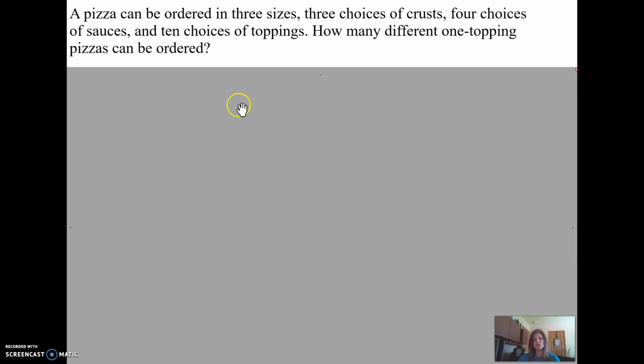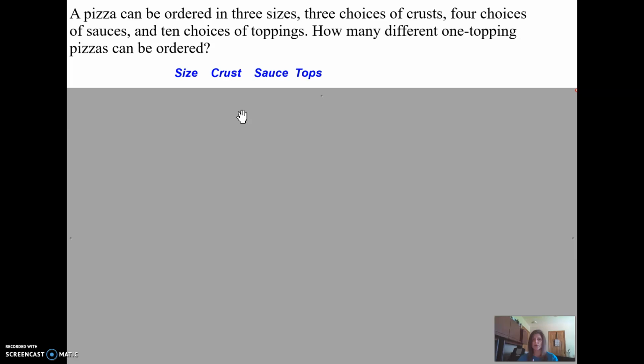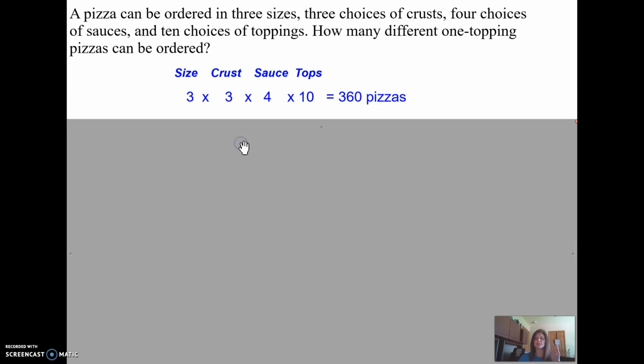Well, our counting principle says you look at all your different categories, figure out how many options for each, and then you multiply those all together. So for us, we have size, crust, sauce, and toppings. Those are the 4 different categories. And I have 3 sizes, 3 crusts, 4 sauces, 10 toppings, multiplied all together tells me we could come up with 360 different one-topping pizzas. All right, so that's the total number of one-topping pizzas.